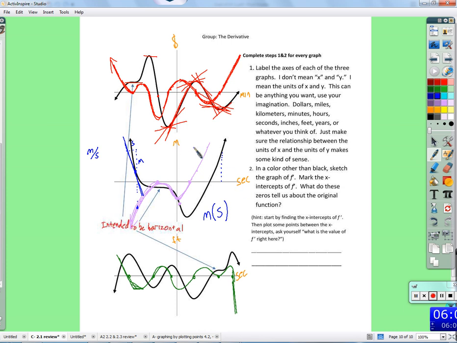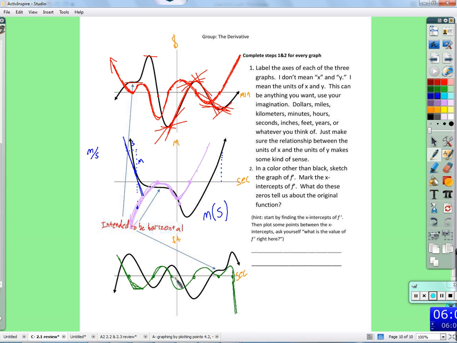How is it changing? How is meters changing with respect to seconds? How about dollars and minutes? How much are the dollars changing per minute? The slope, if we look at the derivative, down here.